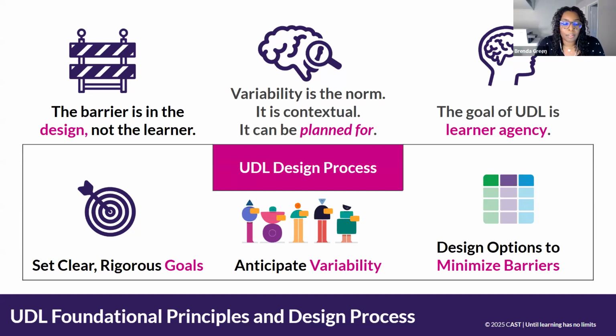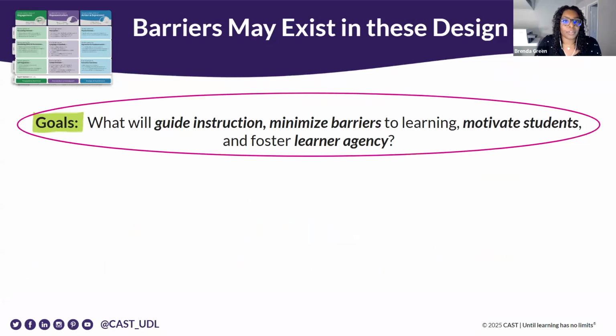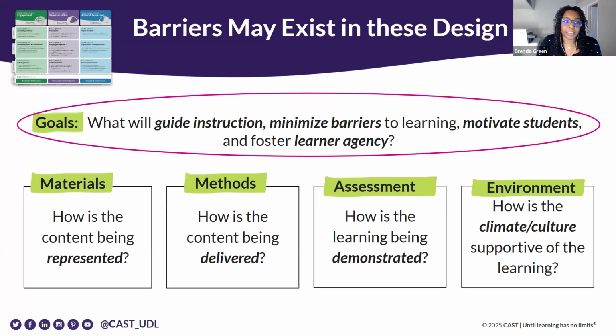And because we are going to talk about the lesson design process, let's take a look at the UDL design process here, which is to set clear, rigorous goals, anticipate variability, and then of course, design options to minimize barriers. Okay, so thinking about barriers that may exist, and again, we're covering over on lesson design. There are, of course, our goals, and then we have these 4 design areas. So we're going to take you through, me and Leah, each of these parts as we consider how we're going to design or redesign our lesson.